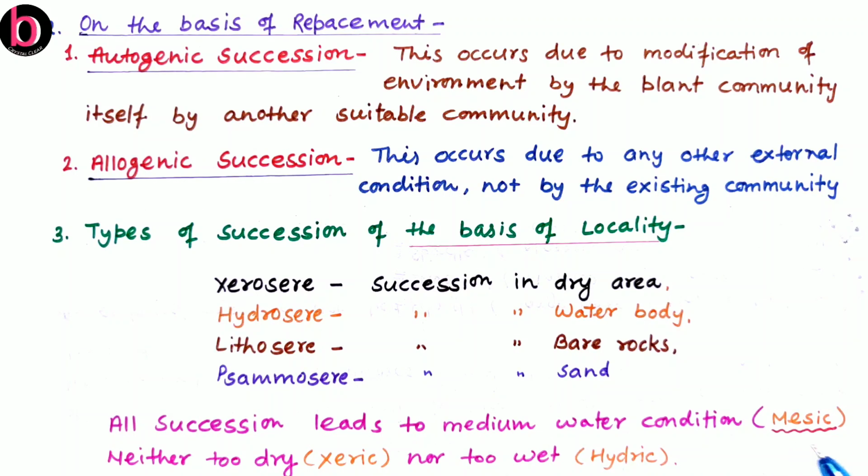So what is the mesophytic or mesic condition? This condition is, we can say, moderate, meaning here there is not a huge or excess amount of water, so this is not too wet or hydric, and at the same time there is not too much dry condition, so this is also not xeric in nature.